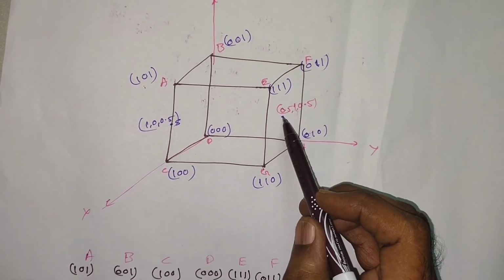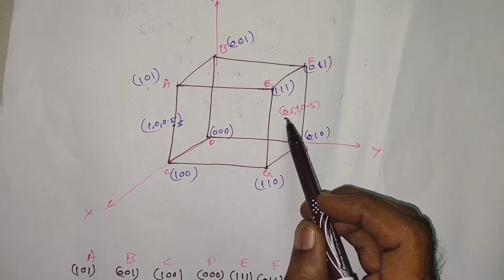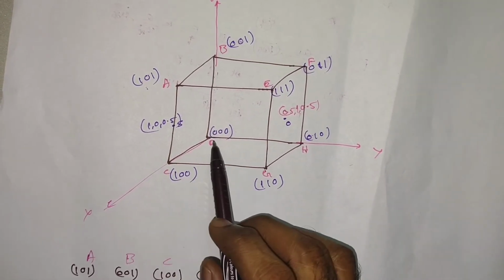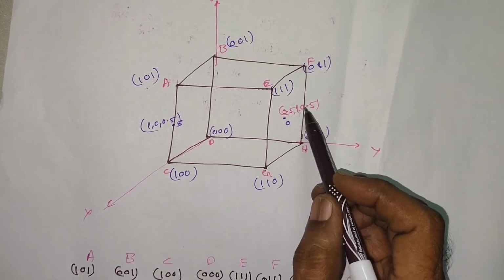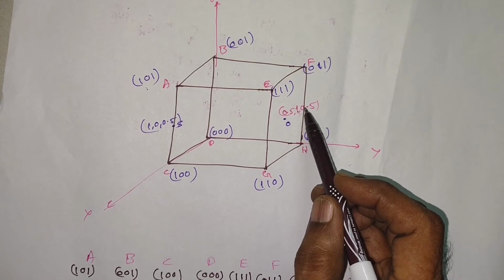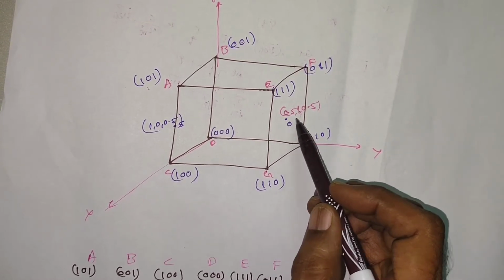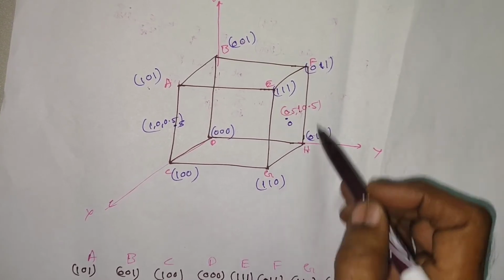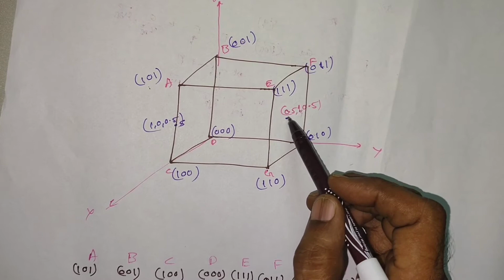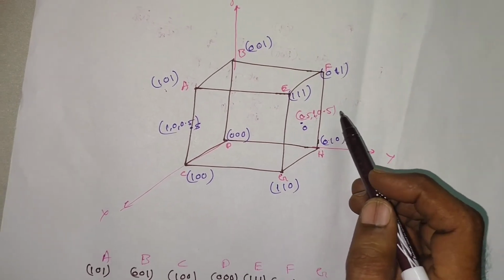The center point O will be achieved for us if we travel 1 unit along the y-axis and 0.5, half of the unit, along the z-axis and half of the unit along the x-axis. Hence the center point for this face is going to become 0.5, 1 and 0.5.